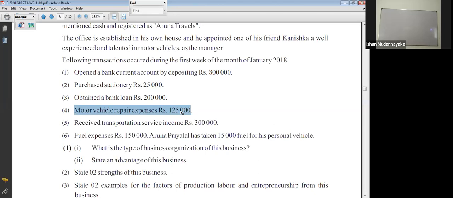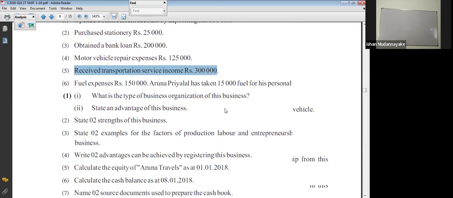Motor vehicle repair expenses 125,000, another transaction of the business organization. Fifth one, Nehara. Next one, Pranita, fifth one. Received transportation service income 300,000 rupees.